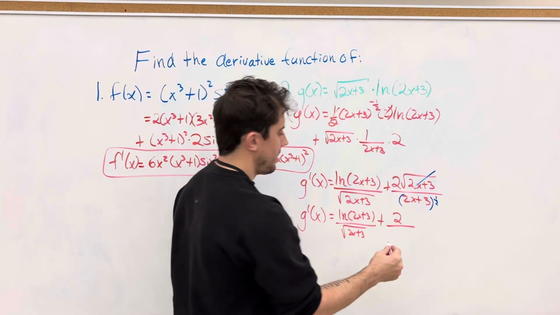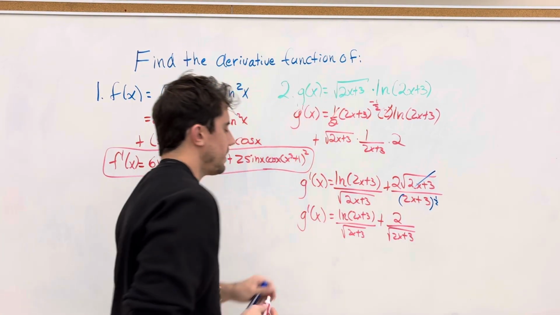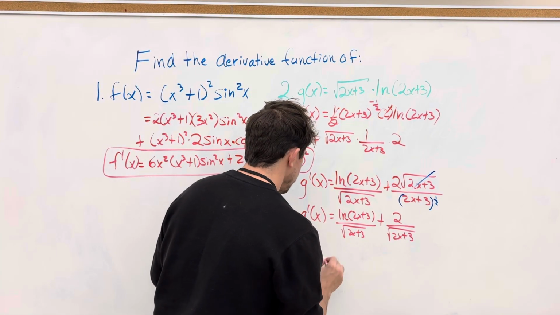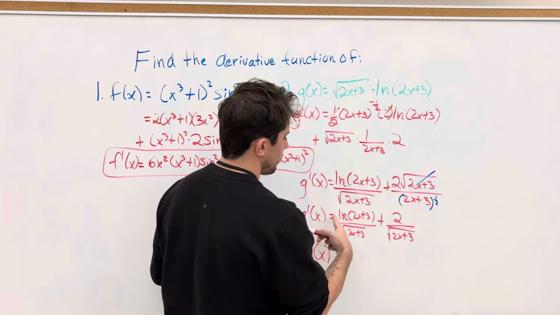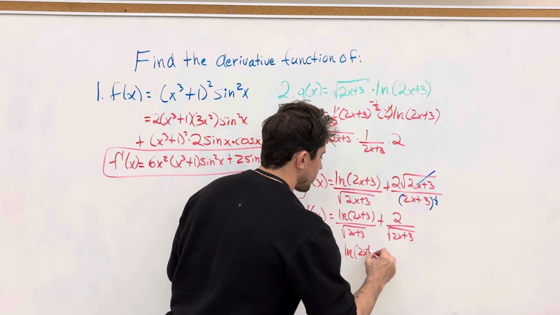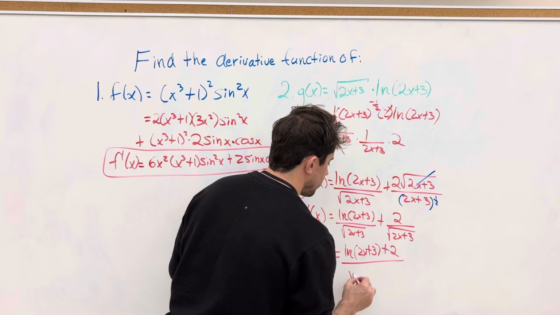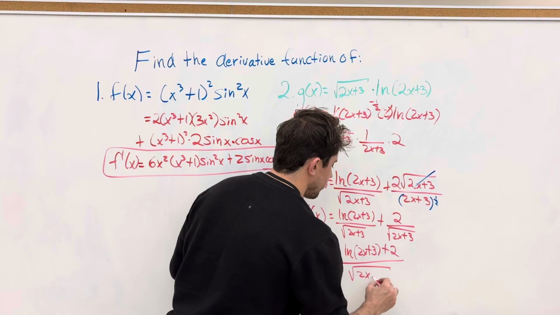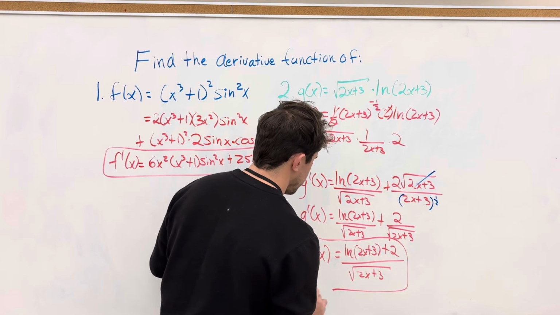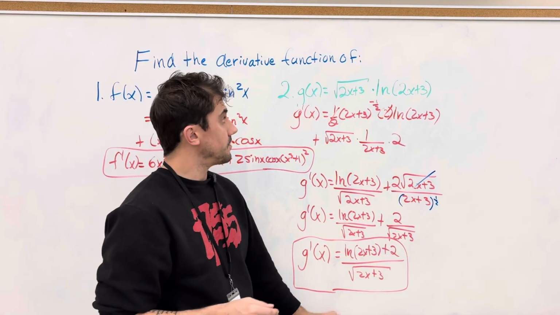over an exponent of 1/2 is again square root, right? And now you see that we have a common denominator, and so we can combine these two terms into one, and we have the ln of 2x plus 3 plus 2 all over the square root of 2x plus 3. And that is an unexpectedly satisfying result. And so there is our derivative function.